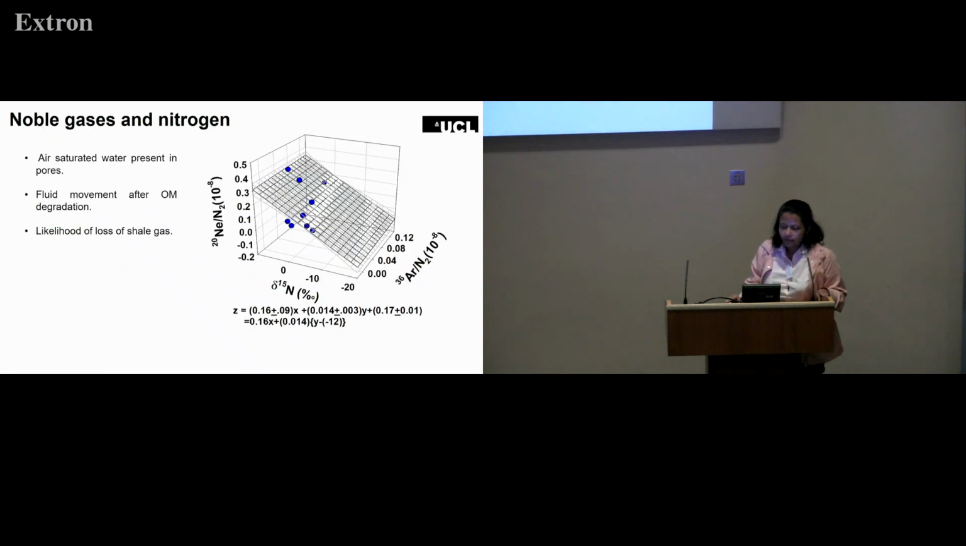And the obvious question for the shale gas community, if you're losing gases, is this: my study shows that for these cores, we are losing gases to different degrees, and some of them are better in terms of retention. We wouldn't have cared if all these processes occurred before the organic matter degradation. So the timing of this fluid loss is also very, very important.